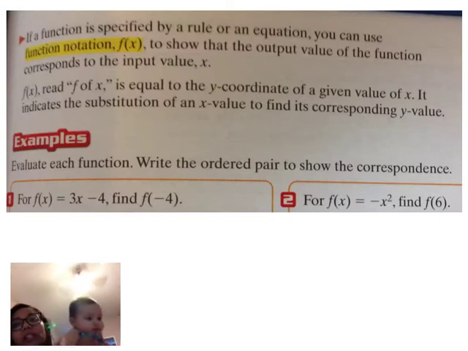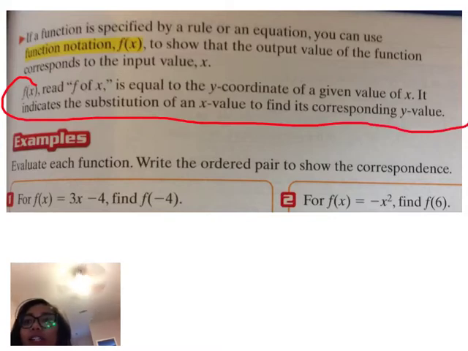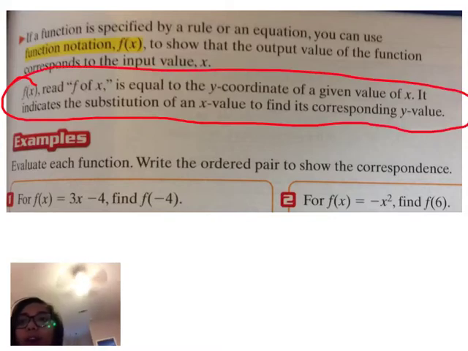So if a function is specified by a rule or an equation, you can use the function notation f of x. I really want you to make this clear, because this is very, very important. F of x, read f of x, is equal to the y coordinate of a given value x. It indicates the substitution of an x value to find its corresponding y value. That can make perfect sense to you, or it can be complete gibberish because of the way they worded it. F of x just means that's what y equals.